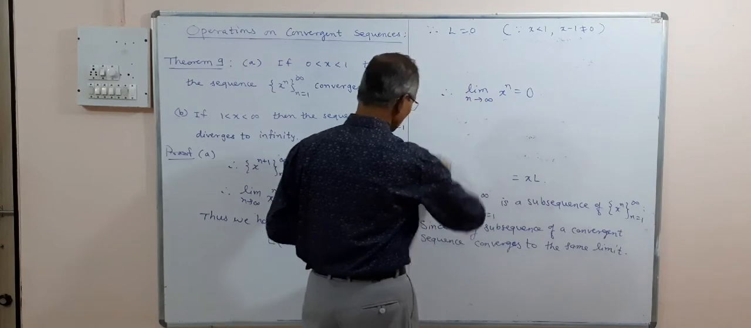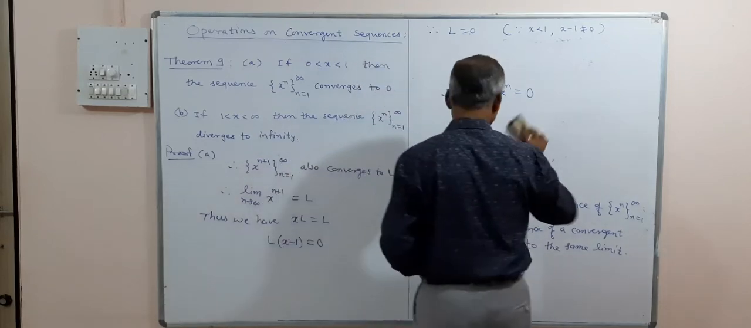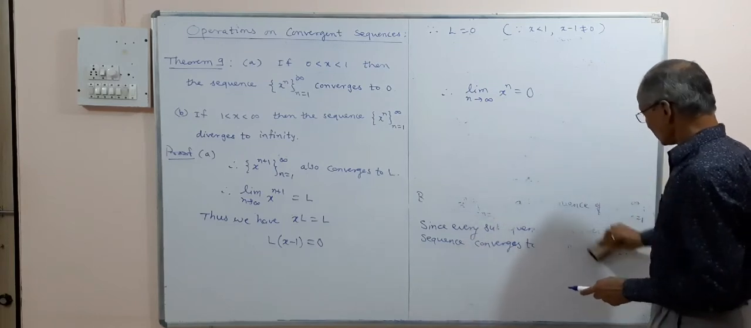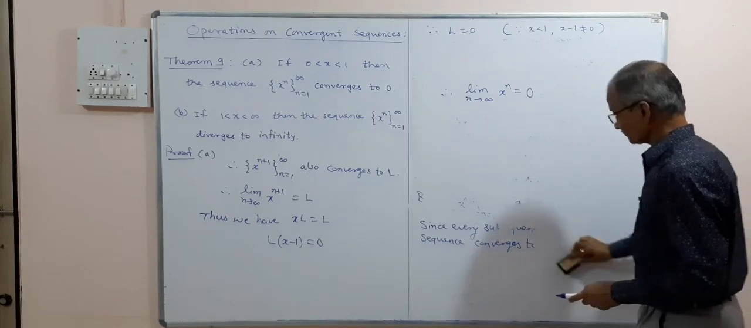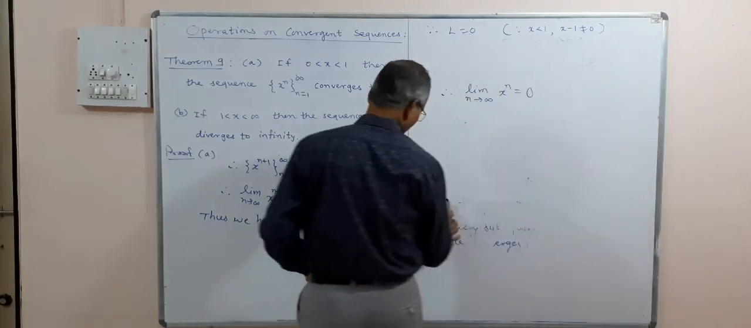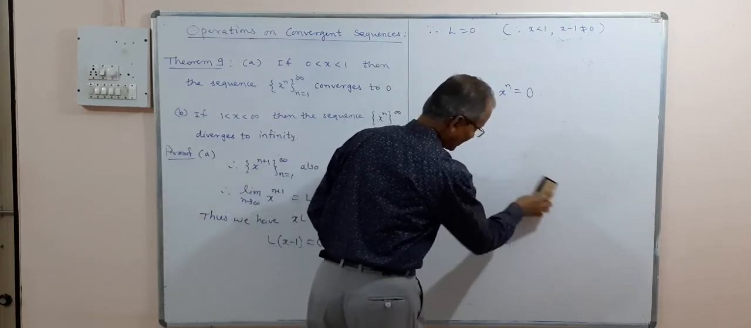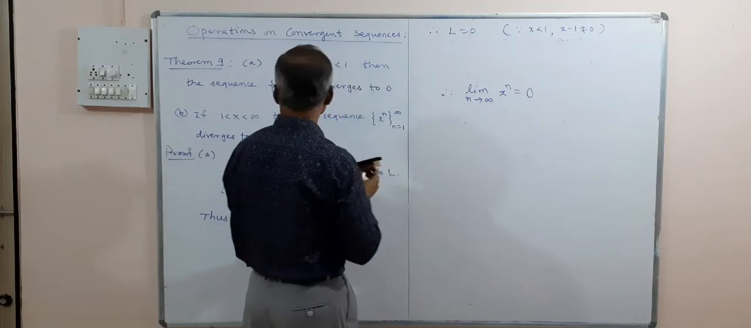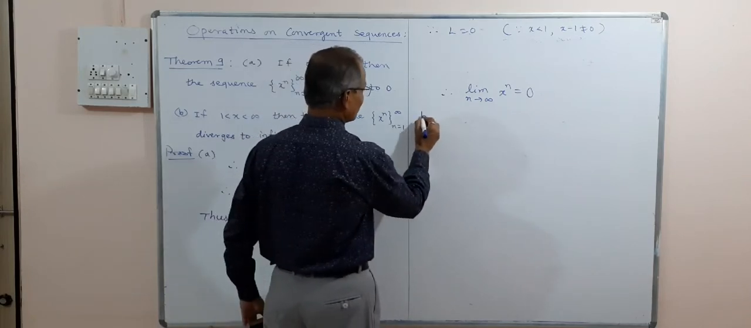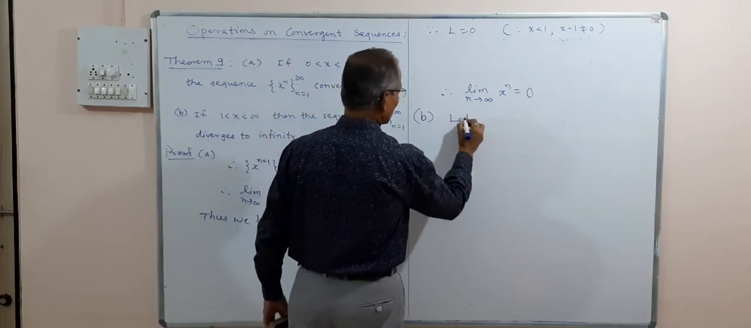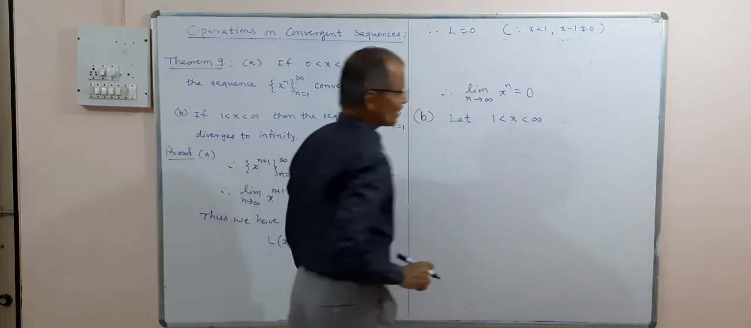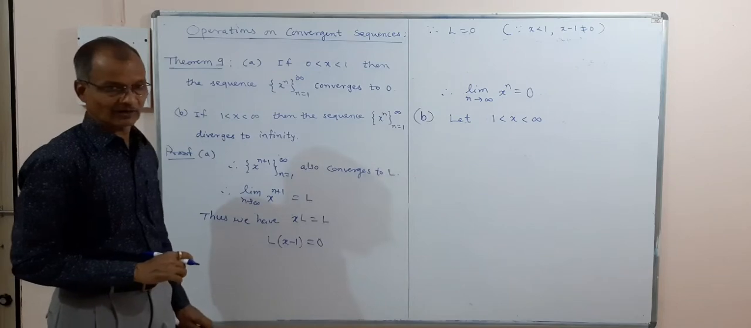So in the second part, we have the different case for x: 1 is less than x is less than infinity. And now we shall see what type of sequence this is. Case B, let here 1 less than x less than infinity. Means x is greater than 1.